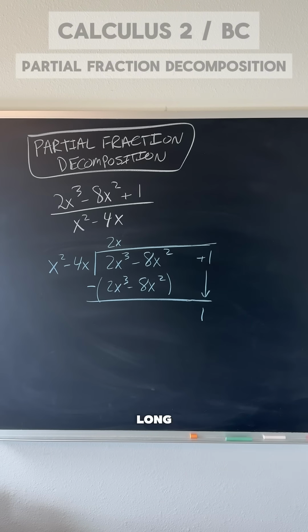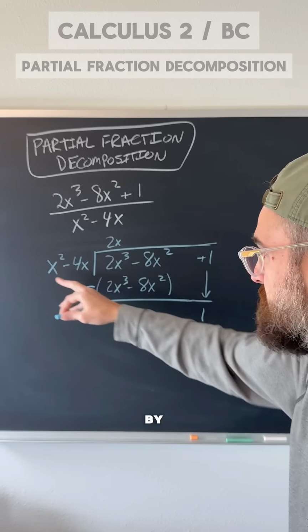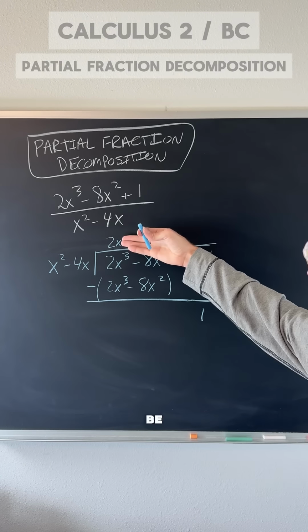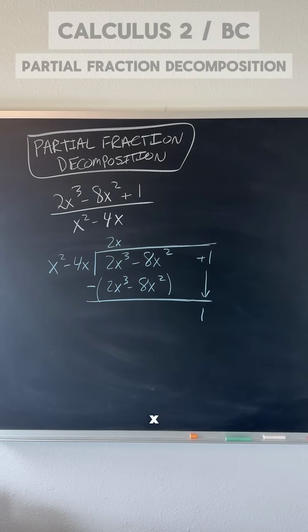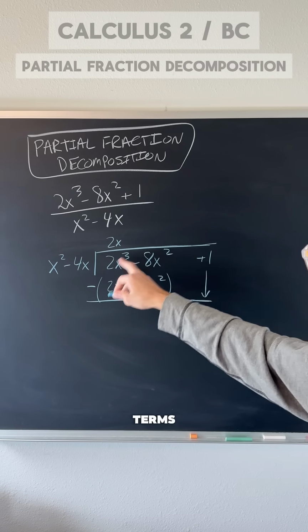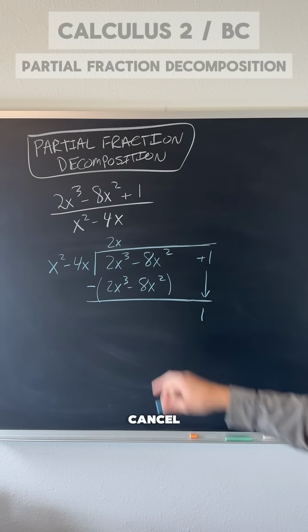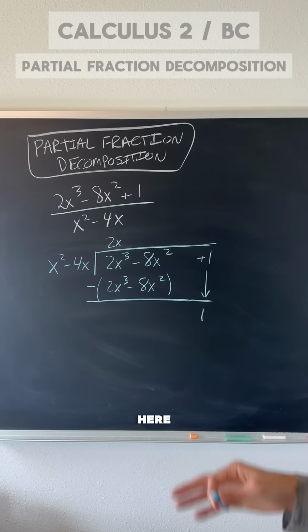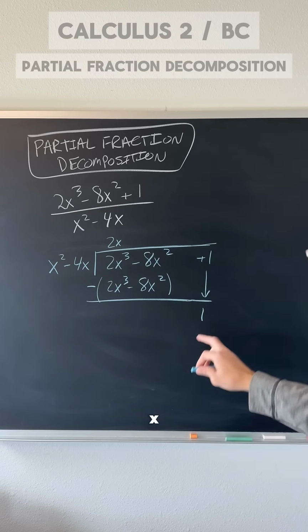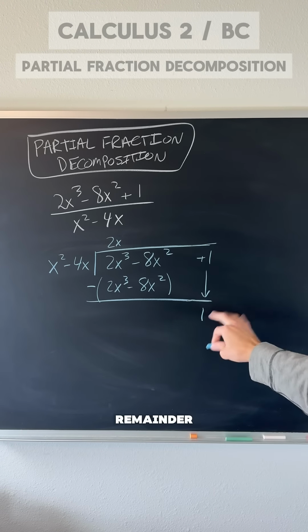Now we just perform that long division. I want a value that multiplies by x squared to produce the 2x cubed. That would be 2x. That also multiplies by the negative 4x, which would produce negative 8x squared. We subtract both of these terms. That'll cancel out. That will turn positive and cancel out with the negative 8x squared as well. And the 1 will just drop down. Now here we stop because we won't have a term that'll multiply by x squared to give us the 1. So this is our remainder.